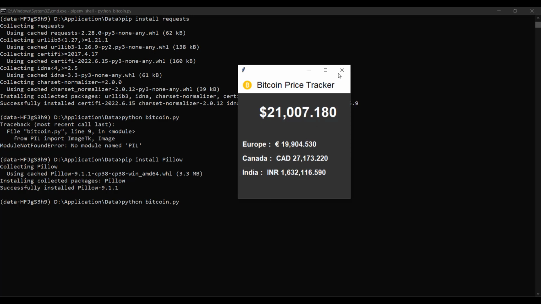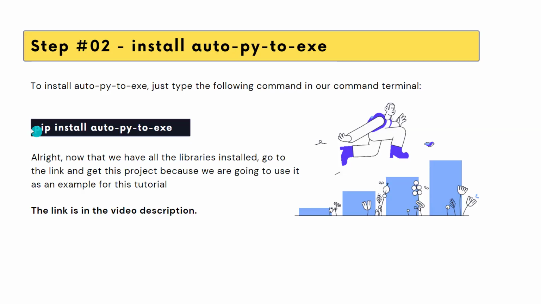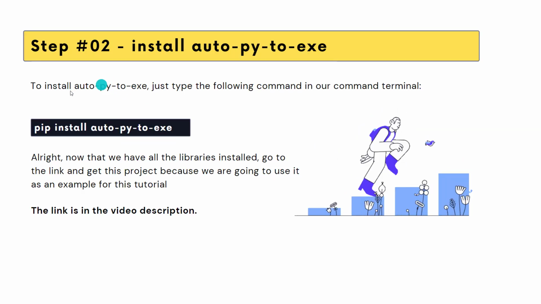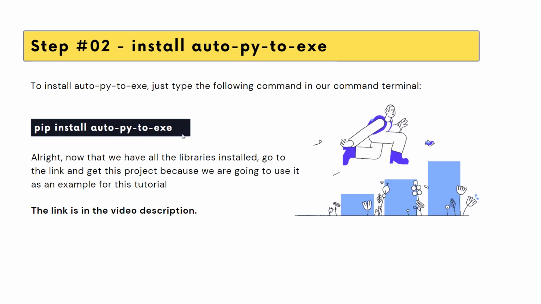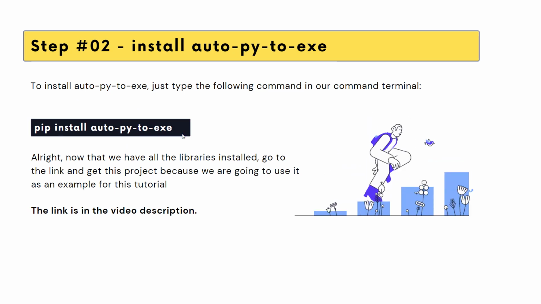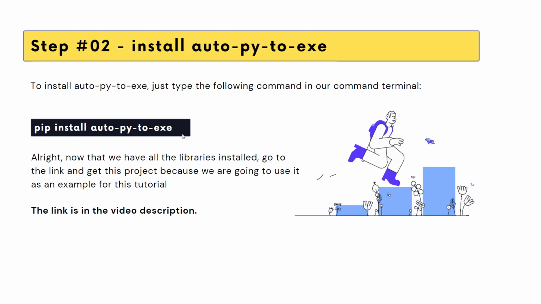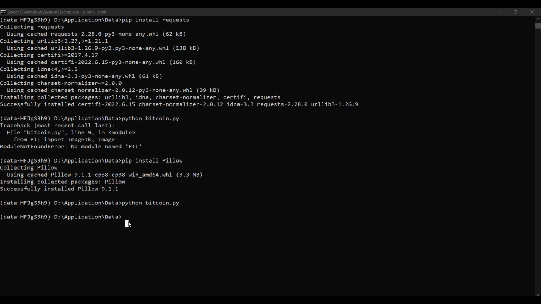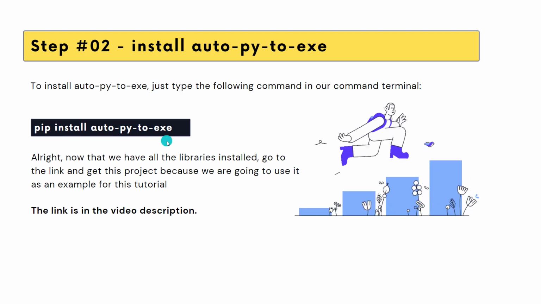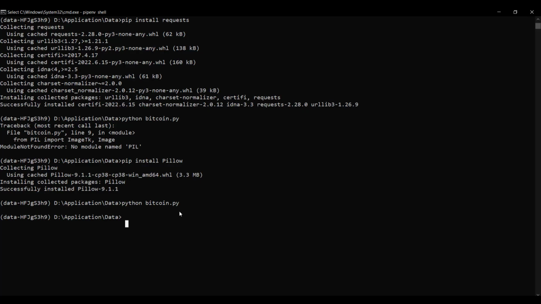So now it's time to work with auto-py-to-exe. This, as I said before, is a game changer. This will change the Python file to an executable file, that means an application file. So here if you see, we are going to install auto-py-to-exe according to this command. So just give pip install auto-py-to-exe, that means exe.